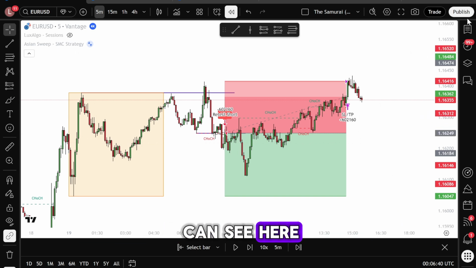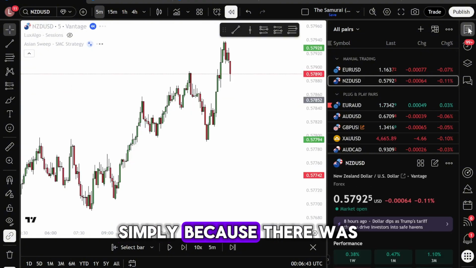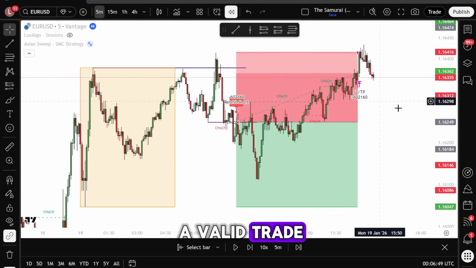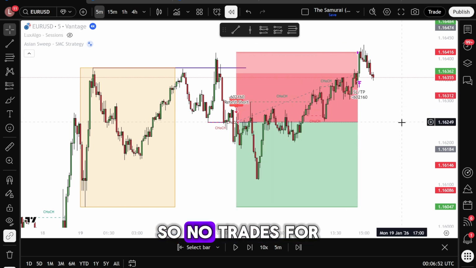So yeah, as you can see here, we didn't have any trade on NU simply because there was no accumulation session. However, if you look on EU, this was a valid trade, but it went and hit a stop loss. So no trades for me for the day. Very, very simple. On to tomorrow.